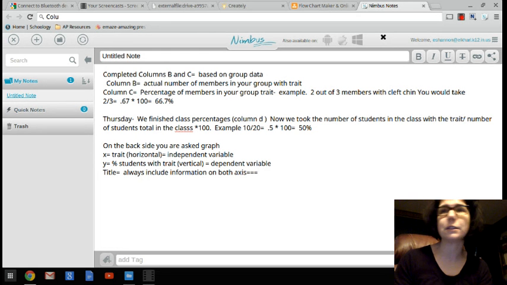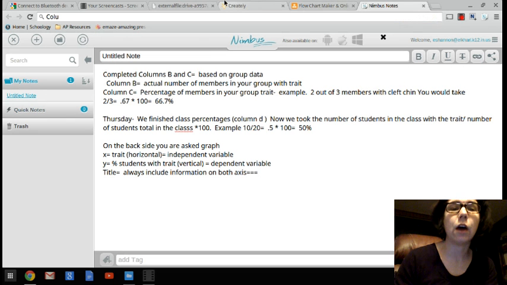Do not just label it traits. Do not just label it science title, science graph, because that doesn't explain what the data is about. You want to explain the data. When you're done, you're ready to set up the rest of your graph, and you're ready to put in your values.